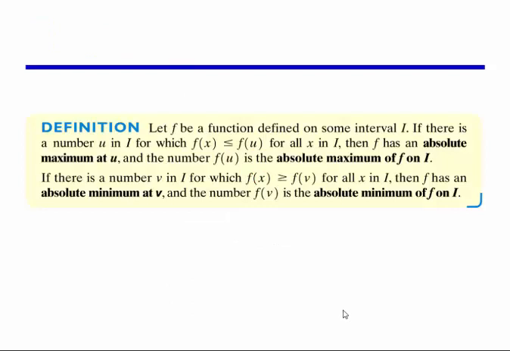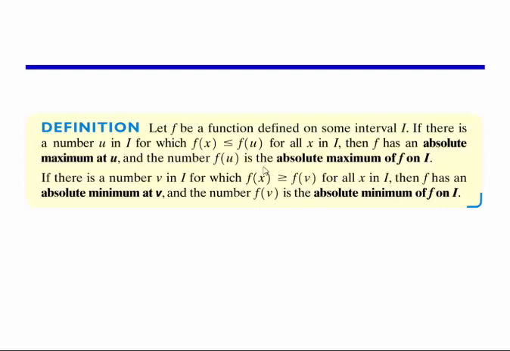So let f be a function defined on some interval I. If there is a number u in I for which f of x is less than or equal to f of u for all x in I, then f has an absolute max at u, and the number f of u is the absolute maximum of f on I. If there's a number v in I for which f of x is greater than or equal to f of v for all x in I, then f has an absolute minimum at v, and the number f of v is the absolute minimum of f on I.